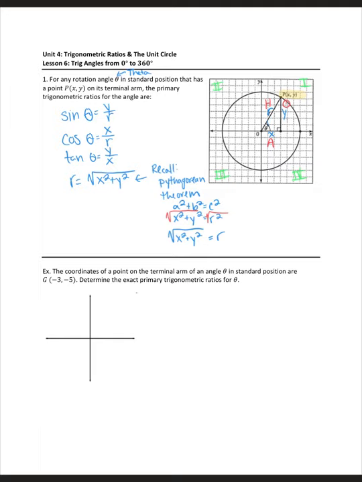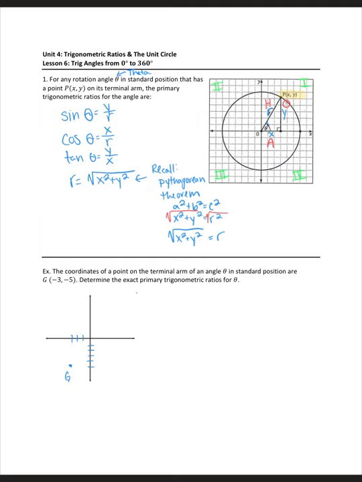All right, so the coordinates of a point on the terminal arm of an angle theta in standard position are g, -3, -5. So let's just plot that point. So we're going to say 1, 2, 3, 1, 2, 3, 4, 5. So we'll plot a point for g.